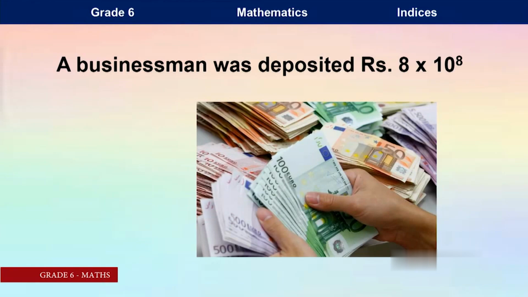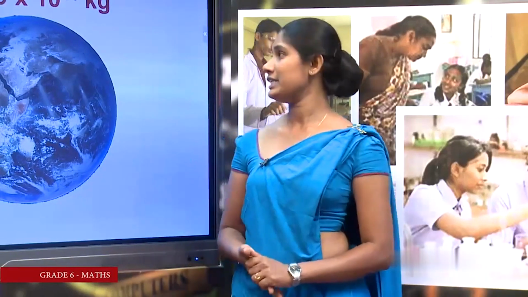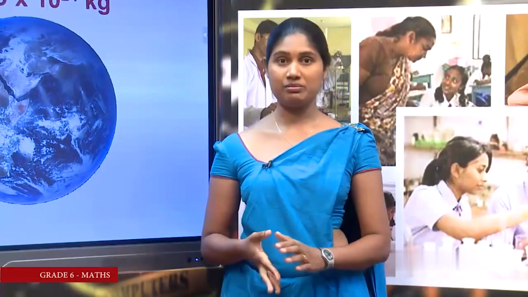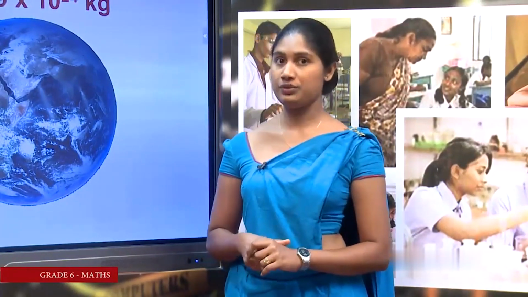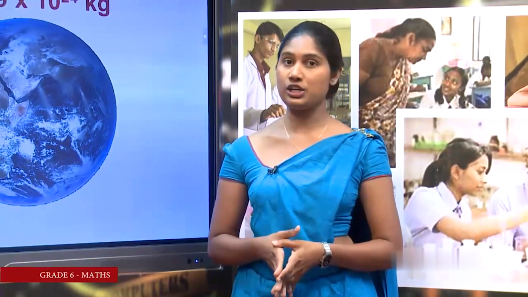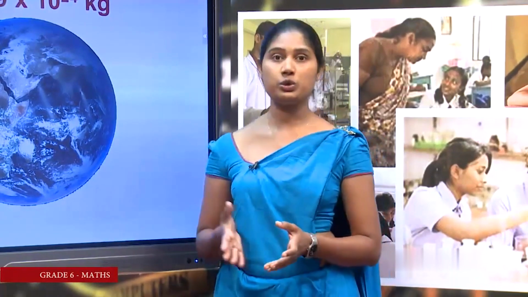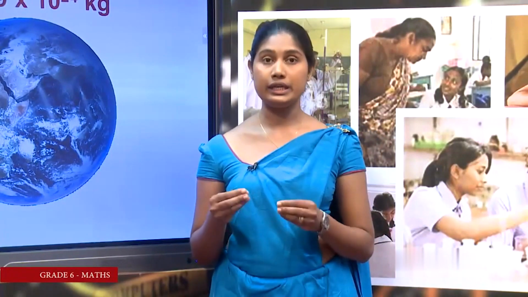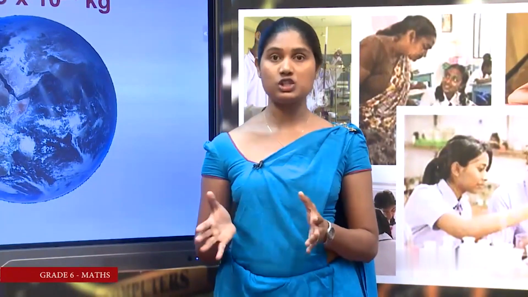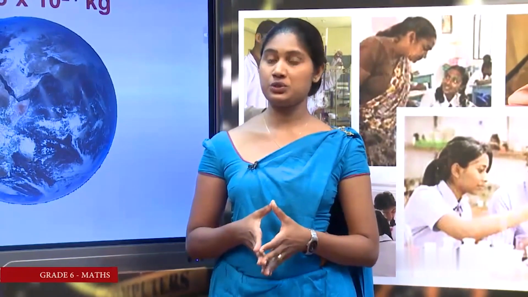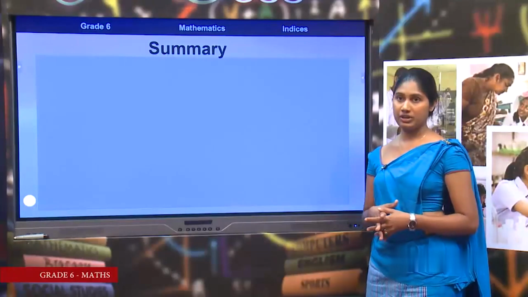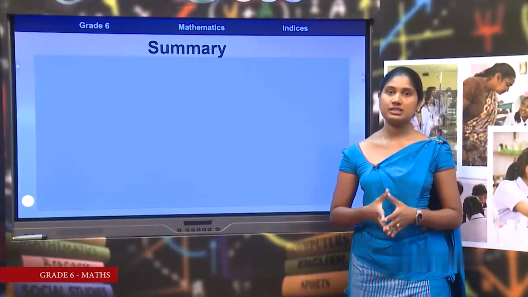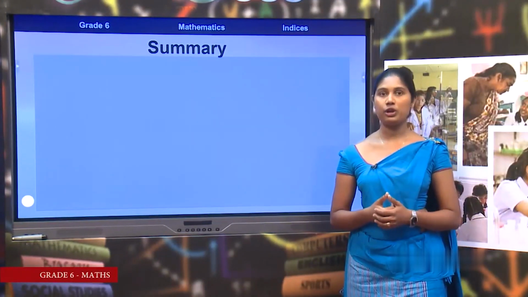It is very short. The mass of the earth is a very large number, that is 5.9 into 10 to the power 24 kilograms. That is a very large number. Then 10 to the power 24, we have used indices like this for very large numbers. When we express large numbers, we can use indices in our day-to-day life. Then we move to the summary. Now, you have learned this lesson on indices. Now, we recall your memory today.